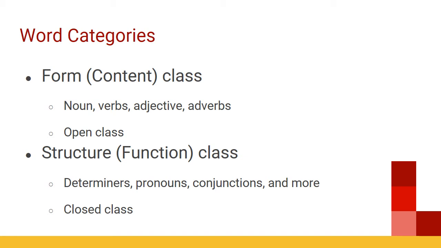In contrast, we have our structure or function class words. These serve primarily a grammatical function in the language. They tell us about the relationships of the content words to each other, and then how we derive meaning about how those words function together. So these are primarily things like determiners, pronouns, conjunctions, and many other types of words. But these are generally closed class, which means that we're not inventing new conjunctions in the language or new articles. We just have a group and we just tend to stick with them, and that's it. We're not inventing new ones that can come in here.